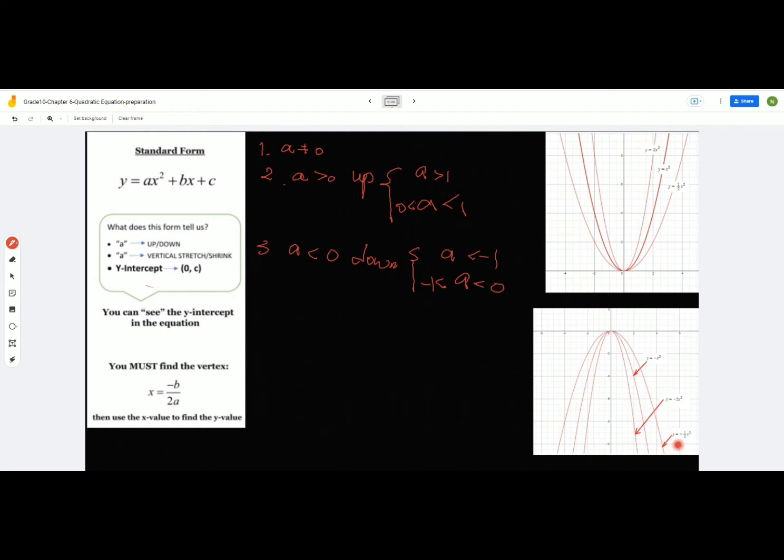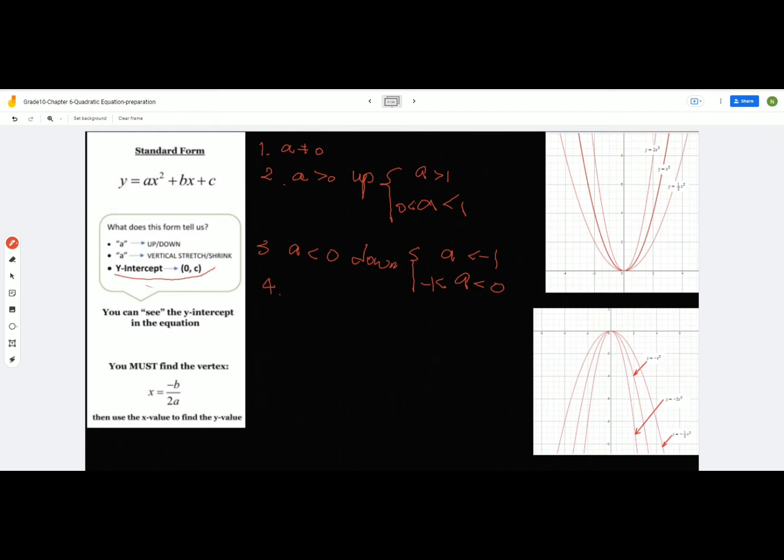Next is a greater than negative 1 and less than 0. In this example, y equals negative 1 over 2 x squared, and negative 1 over 2 is greater than negative 1. So it is outside the base parabola x squared, so it is spread out. We call this the base parabola compressed vertically by a factor of 1 over 2.